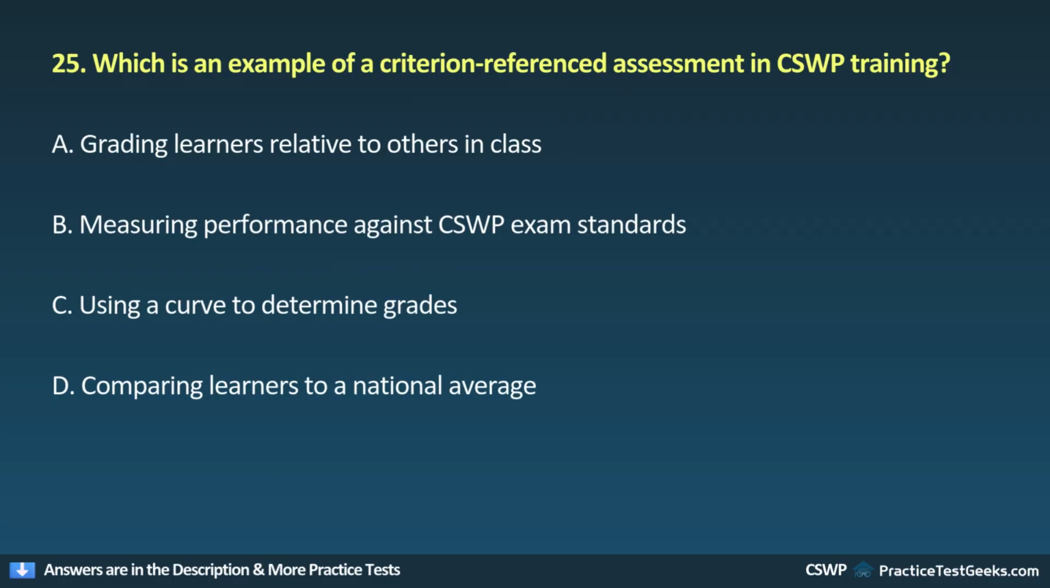25. Which is an example of a criterion-referenced assessment in CSWP training? A. Grading learners relative to others in class. B. Measuring performance against CSWP exam standards. C. Using a curve to determine grades. D. Comparing learners to a national average.